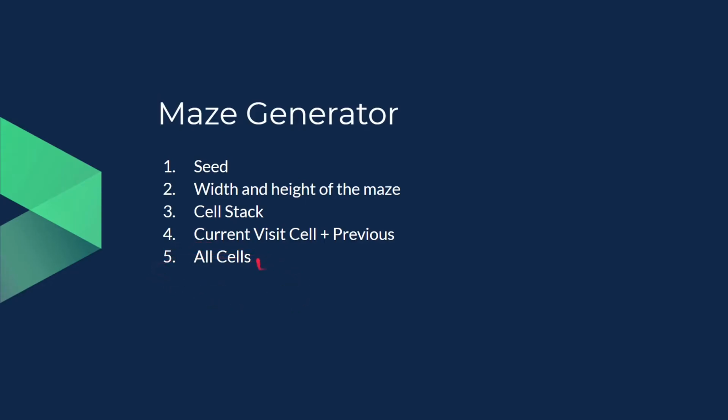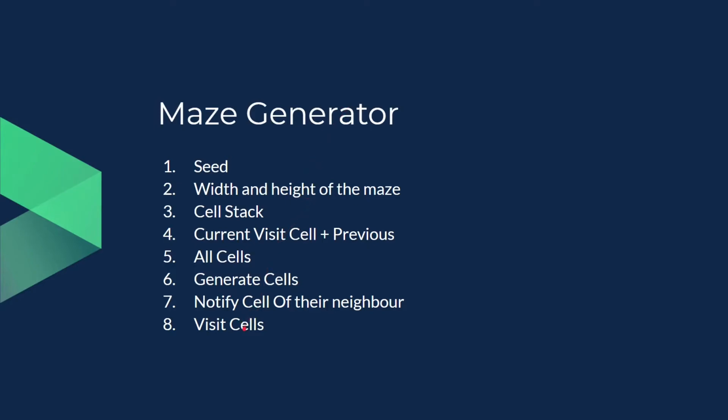And I need to know all the cells that are generated, and I need to notify each cell of its neighbors once everything is done. Let's say I spawn cell 00. Once cell 01 spawns, I need to notify its neighbor, which is 00, that 01 has spawned. I need a function to actually visit cells, and I need a backtracking recursion function, so I need a way to backtrack if it reaches a dead end.